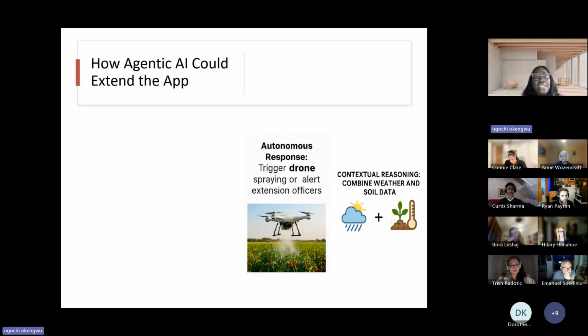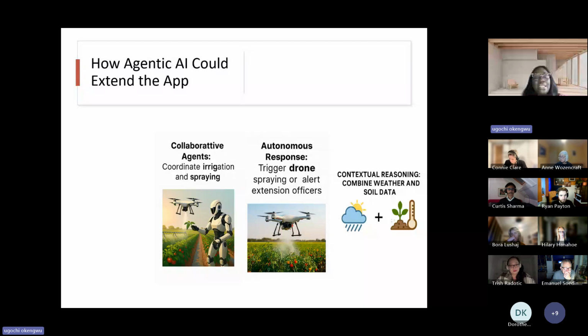Collaborative agents coordinate irrigation and spraying. It will be able to know which area to spray more or where to spray less. It could behave better than a human being. So it continuously returns the data, is getting the images, and it keeps learning.